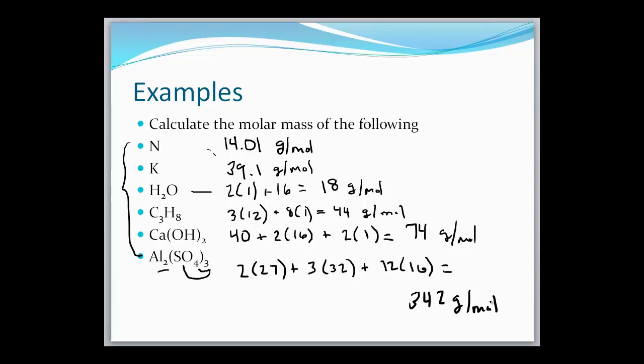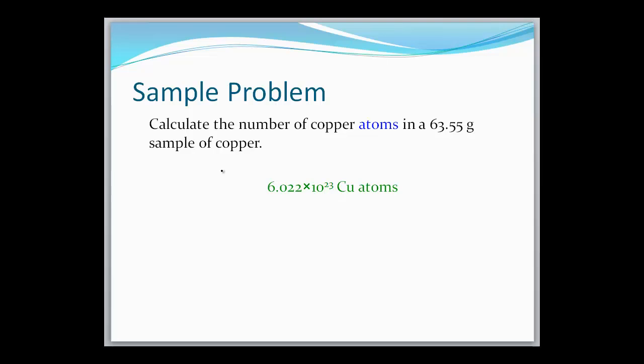So as you can see, calculating molar mass is relatively simple. The tricky part is just understanding that what you're talking about is the mass of that element or compound if you had 1 mole of that compound. So what we can do with this is we could make this a little bit trickier. We could say calculate the number of copper atoms in 63.55 grams of copper.